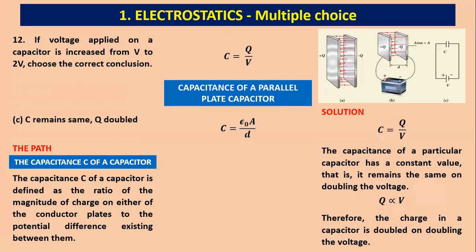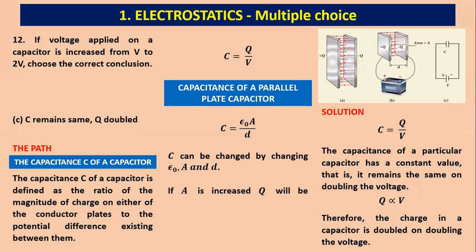So, the capacitance of a given particular capacitor depends upon three factors. One is the permittivity of the medium between the plates, A, the common area between the two plates, and d, the distance between the two plates. So C can be changed by changing the permittivity, the common area between the plates, or the distance between the two plates. Let us now consider if A is increased, what happens? If A is increased, the amount of charge it can store will automatically increase. That will increase the capacitance.